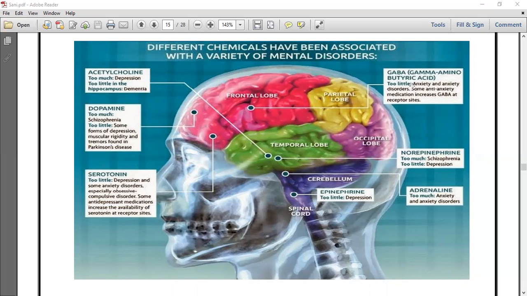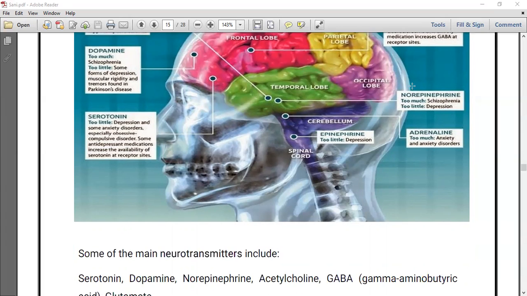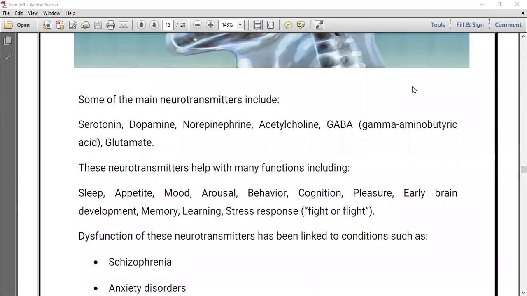Too much norepinephrine causes schizophrenia, which affects the temporal lobes of our forebrain. And another one is adrenaline. Too much of it causes anxiety and anxiety disorder. Too little epinephrine causes depression. It means that many of these chemicals cause depression and anxiety with the dosage being too little or too much. Some of the brain neurotransmitters include serotonin, dopamine, neurofilins, acetylcholine, and GABA, gamma aminobutyric acid, which I discussed above.